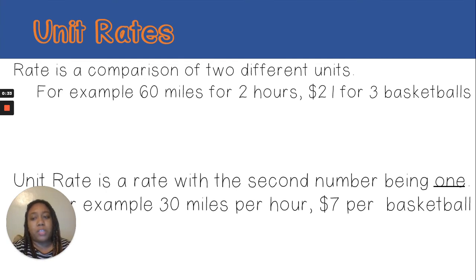We're going to be specifically talking about unit rates, which is a rate with the second number being 1. So we said that a rate is a comparison of two units, and this time it's going to be 1. So 30 miles per hour, $7 per basketball, $70 per ticket. Every time I'm doing two different units and the second one is 1, it's a unit rate. So 1 unit.